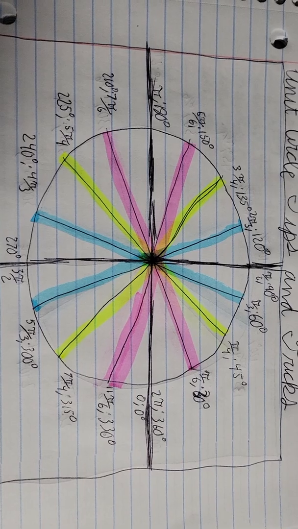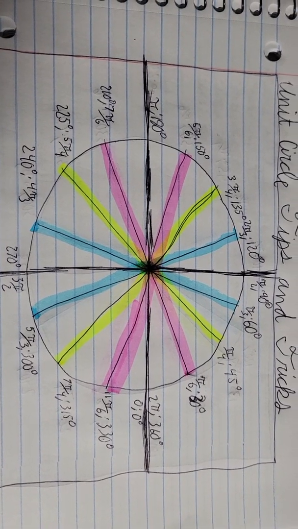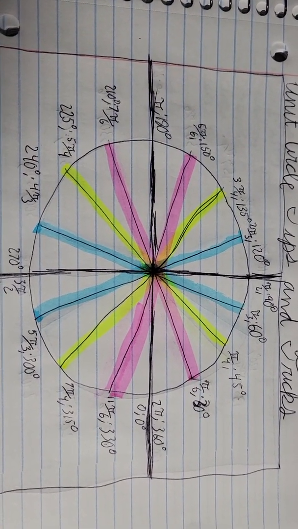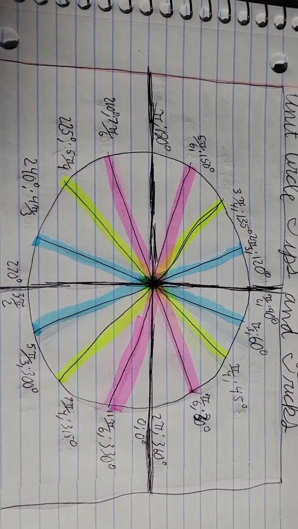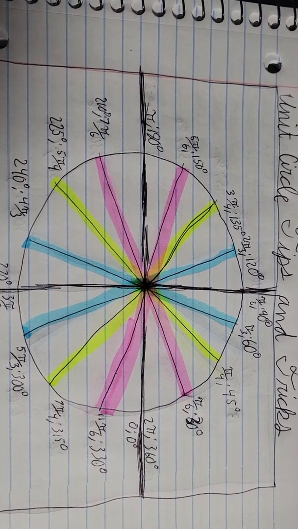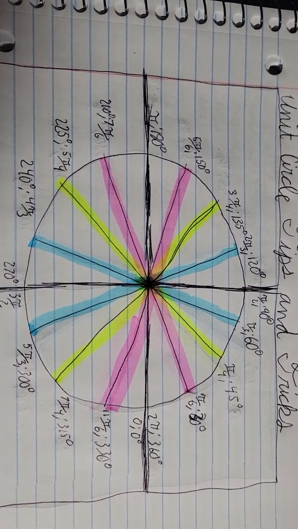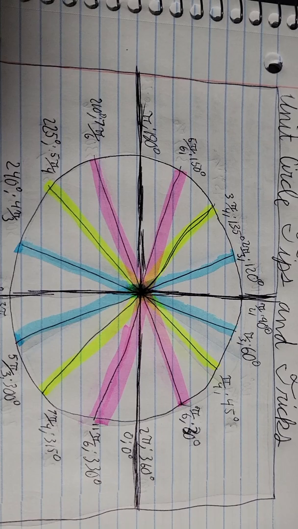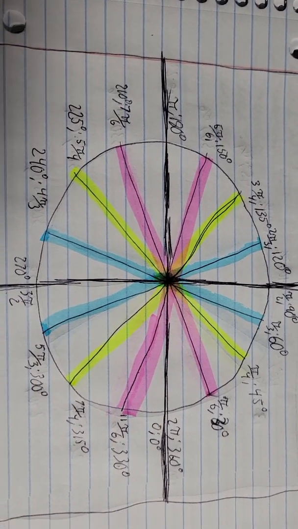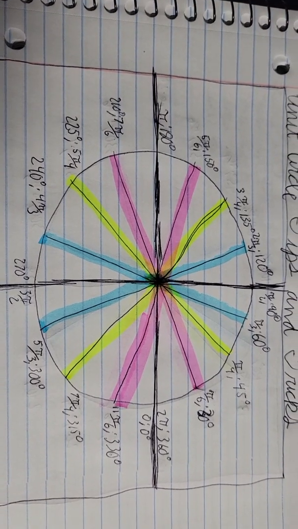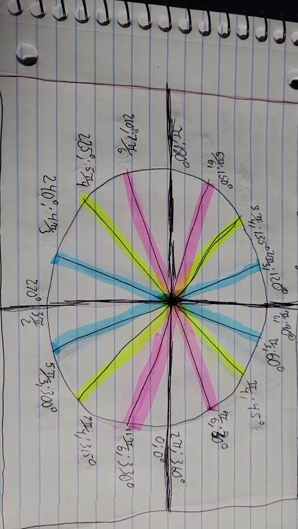As you can see, all the ones that have pi over 6 all make a 30-degree triangle there. All the ones that are pi over 4 make 90, 45, 45. And all the ones that are pi over 3 create the 90, 60, 30 opposite the pi over 6. So those help solve it a little bit quicker.